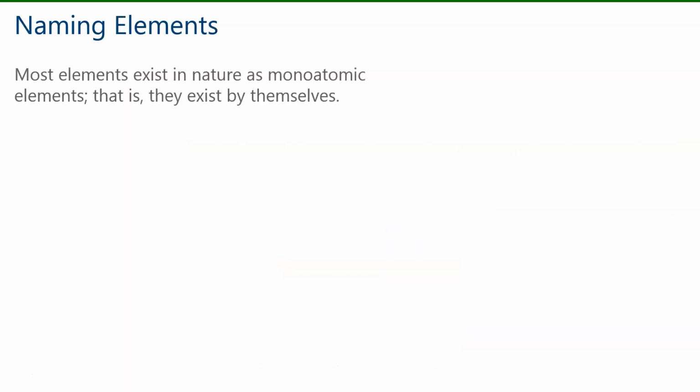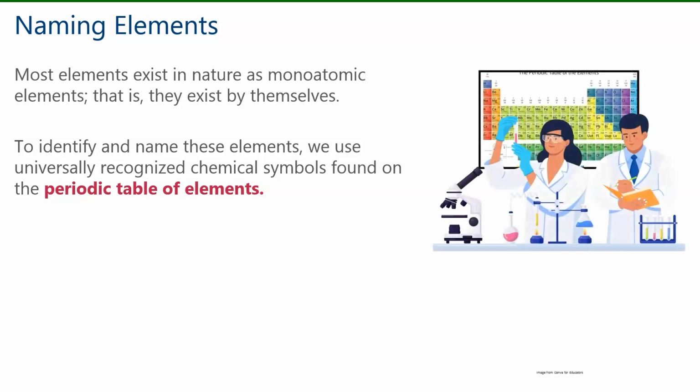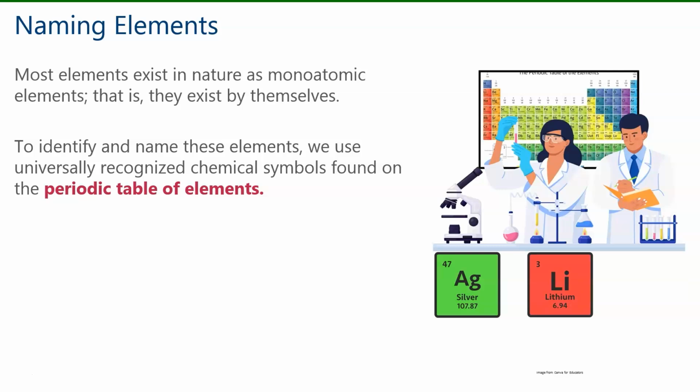Most elements exist in nature as monoatomic elements, that is, they exist by themselves. To identify and name these elements, we use universally recognized chemical symbols found on the periodic table of elements. Some examples of monoatomic elements are silver with the chemical symbol Ag, lithium with the chemical symbol Li, and iron with the chemical symbol Fe.